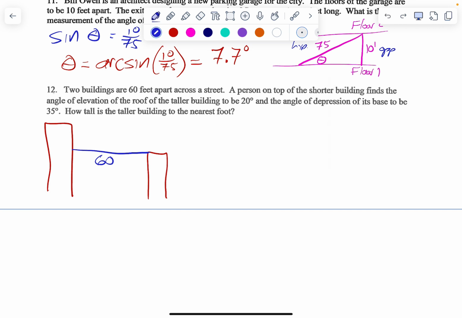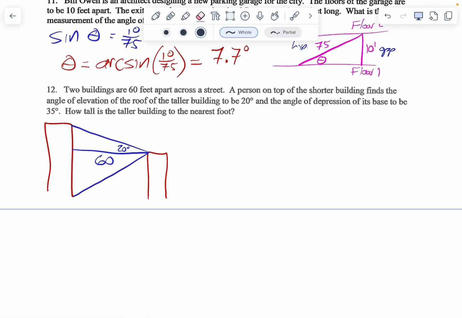Let's see if I can do that better. Okay, remember angle of elevation is with the horizontal, looking up, so 20 degrees. And then the angle of depression of its base to be 35 degrees. So now we're looking down at the bottom. And let me move the 60 over here, 60 feet. Now we're looking down at the bottom from the horizontal, so that is 35 degrees. How tall is the taller building to the nearest foot?